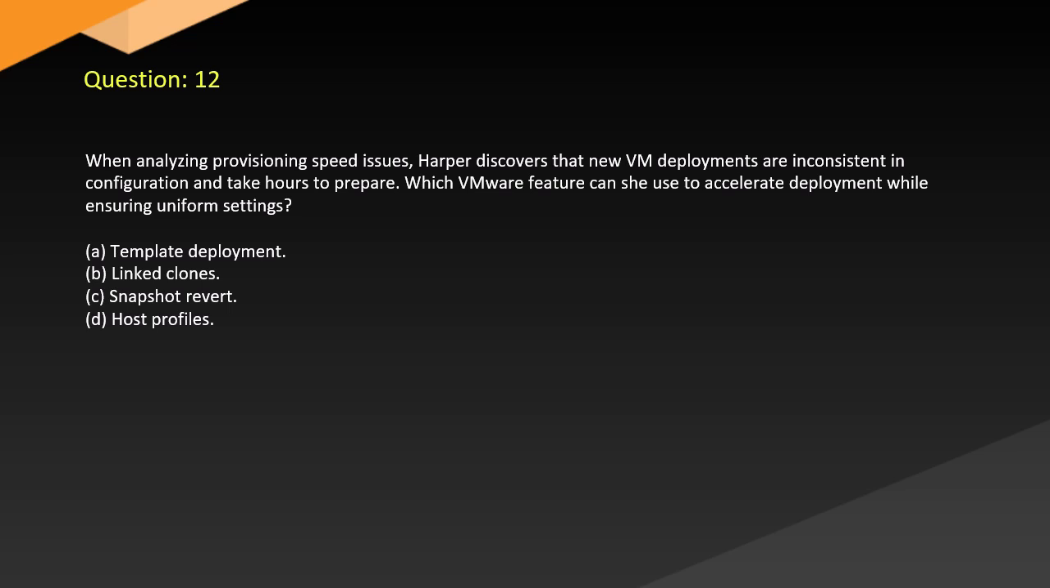Question 12. When analyzing provisioning speed issues, Harper discovers that new VM deployments are inconsistent in configuration and take hours to prepare. Which VMware feature can she use to accelerate deployment while ensuring uniform settings? A. Template deployment. B. Linked clones. C. Snapshot revert. D. Host profiles.